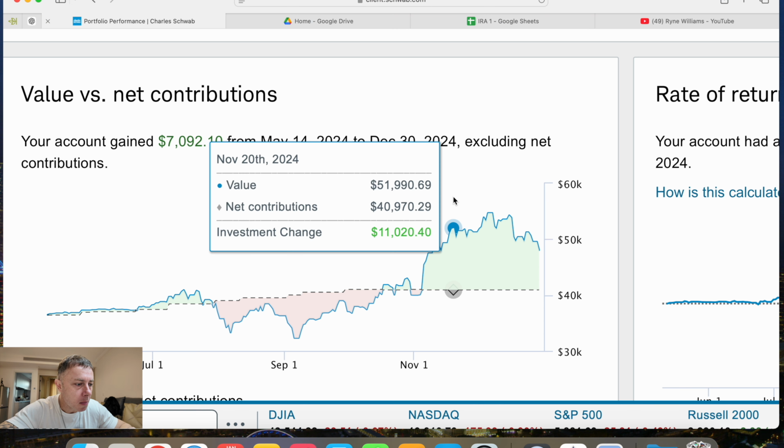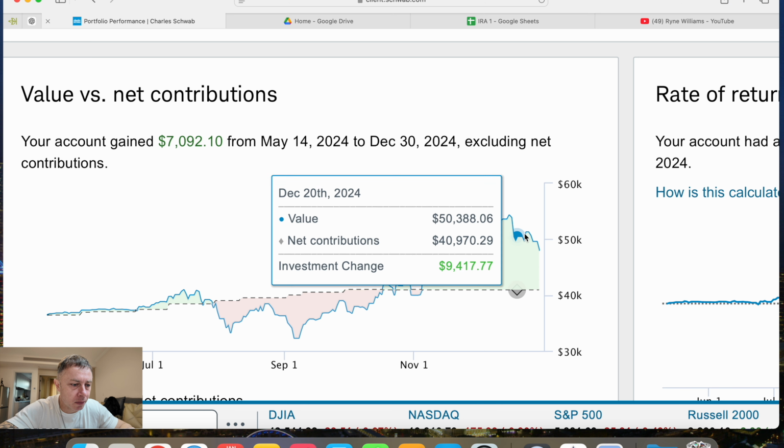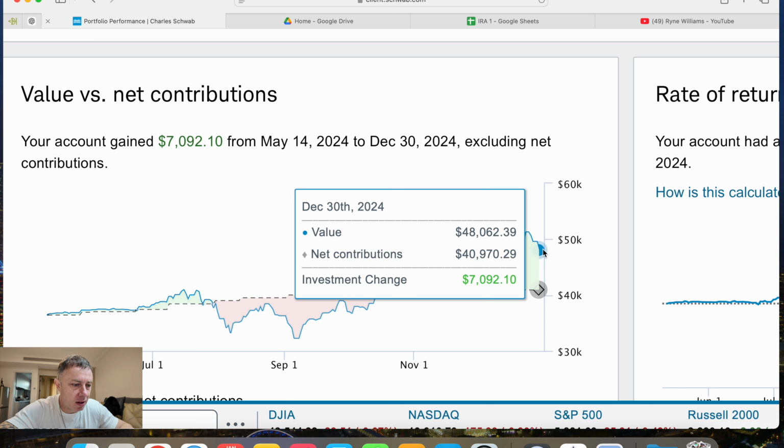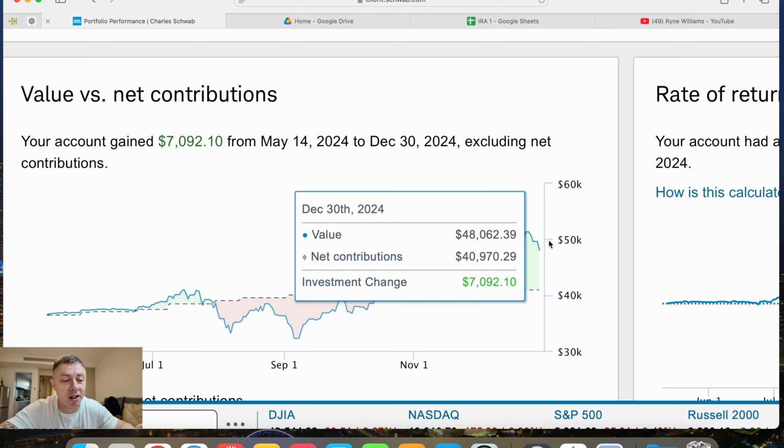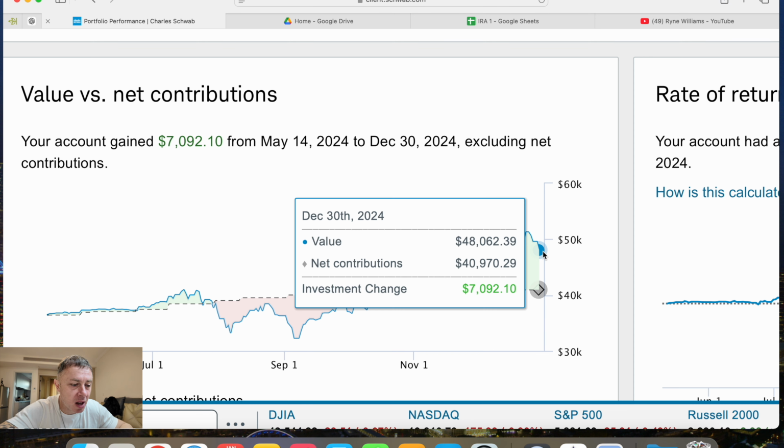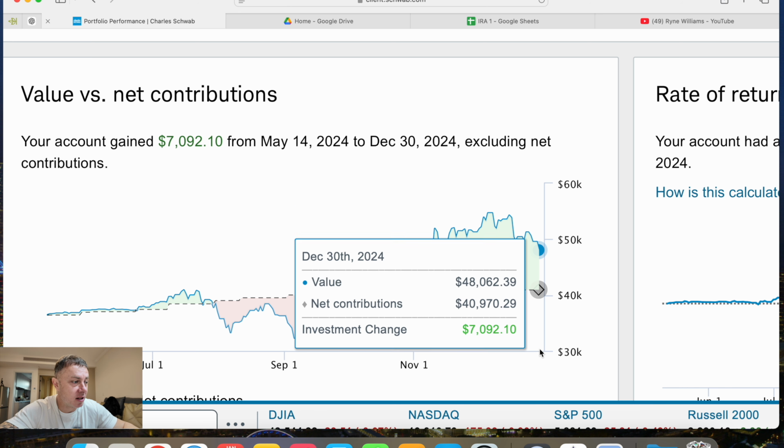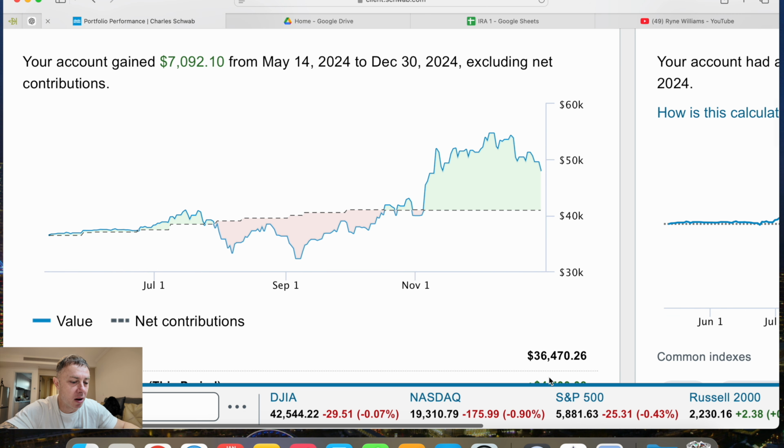So anyway, here we are in this portfolio. It said this isn't right. It says contributions 40,000. I didn't contribute 40,000. You can only contribute 7,000. So see, this is why the Charles Schwab data is not the best. But anyway, it says 48,000 value and 40,000 contributed. So there's a $7,000 gain there. But that says it's since May, so that's off by a bit.